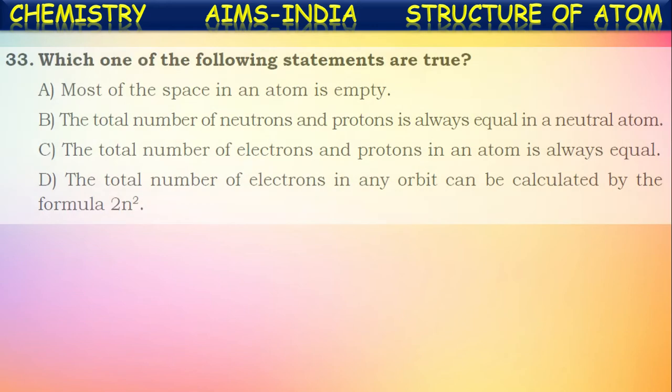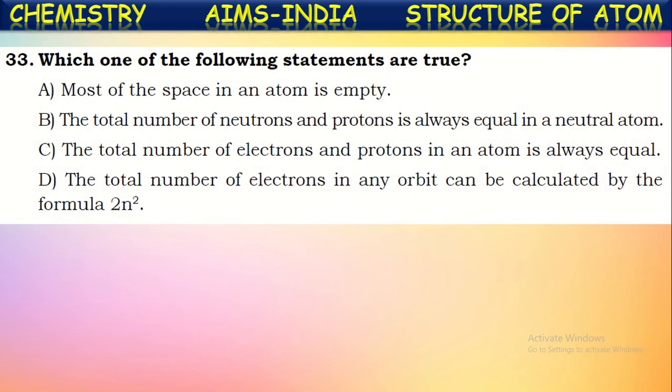See the next question. Which of the following statements are true? See the statements. First one: most of the space in an atom is empty. Yes, it is correct. Atoms have mostly empty space. Next: the total number of neutrons and protons is always equal in a neutral atom. Is it correct? No. So the first statement is correct.